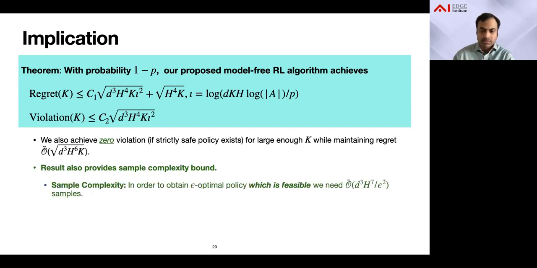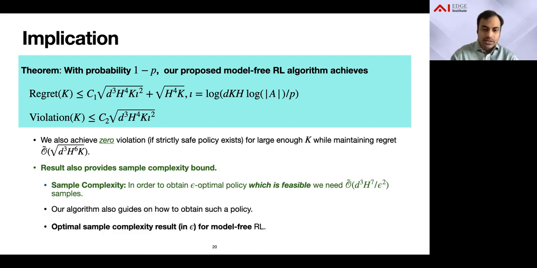It also gives a sample complexity bound. So what is the sample complexity bound? If someone asks you, can you give me an epsilon optimal policy which is feasible? That means that if you run this policy, your reward value function will be epsilon close to the optimal value function, but it will be feasible. And I give the number of samples that you need to obtain the result. Our algorithm guides how to obtain such a policy. It is also an optimal sample complexity result, at least in epsilon. So this is the implication of the result, and now I am going into the algorithm.